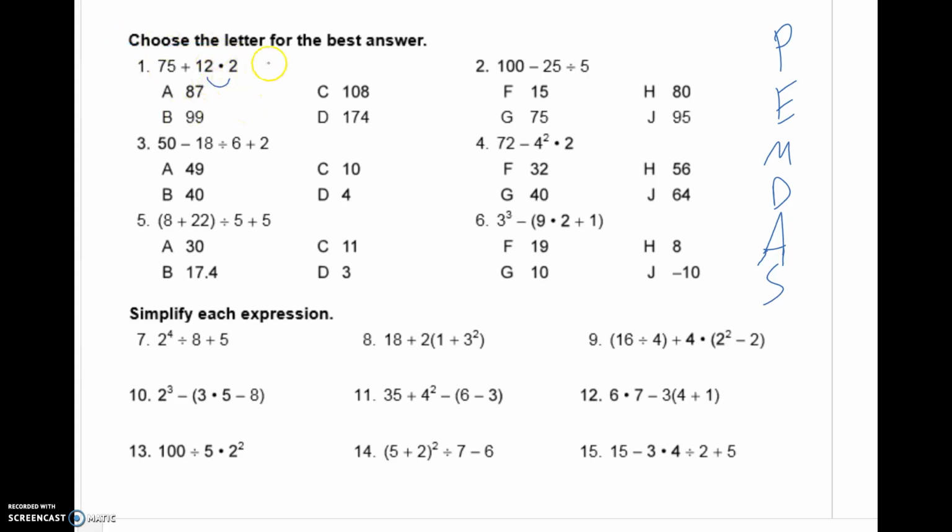So 12 times 2 is 24. Ideally, you would rewrite these things below the problem, but there's not enough room, so I'll write it to the side here. So we end up with 75 plus 24, because we multiplied 12 times 2. There's no more multiplication or division. There is addition, okay? There's not any subtraction, so whatever our last sign is, we do that. So 75 plus 24 equals 99. And here's our answer, okay?